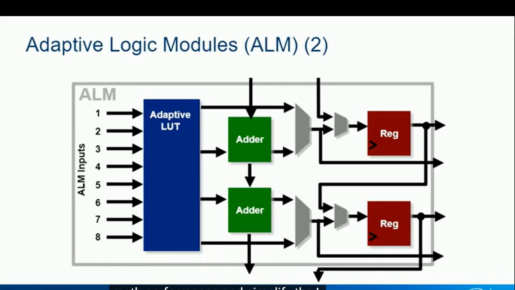The LUT in an ALM is the main differentiator from an LE. The LUT in an ALM is an adaptive LUT, or ALUT. An ALUT is similar to a LUT, but it can be split and configured into different sized LUTs to accommodate 2 separate functions of any type, from the very simple to the very complex. All 8 inputs can be used to perform complicated arithmetic functions, but the ALUT can be split in different ways for simpler functions, such as 2 LUTs with 3 and 5 inputs each.